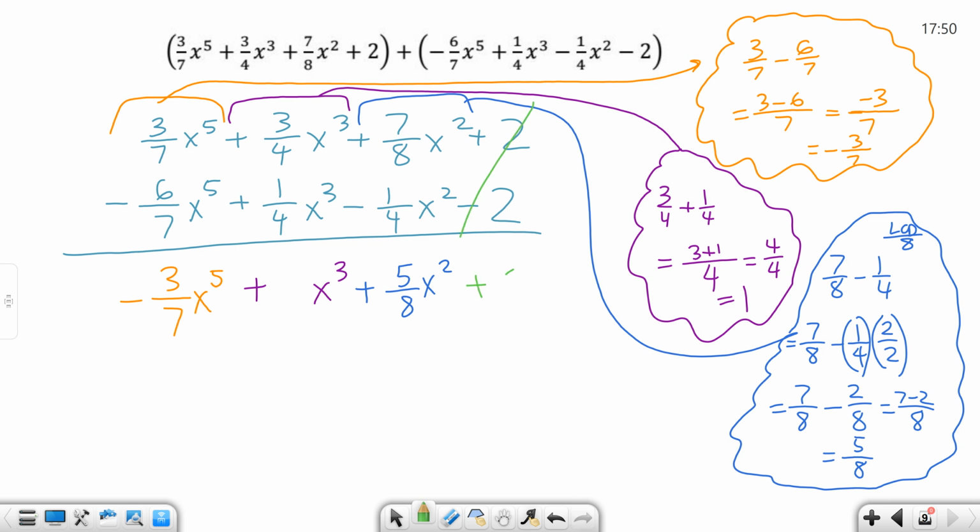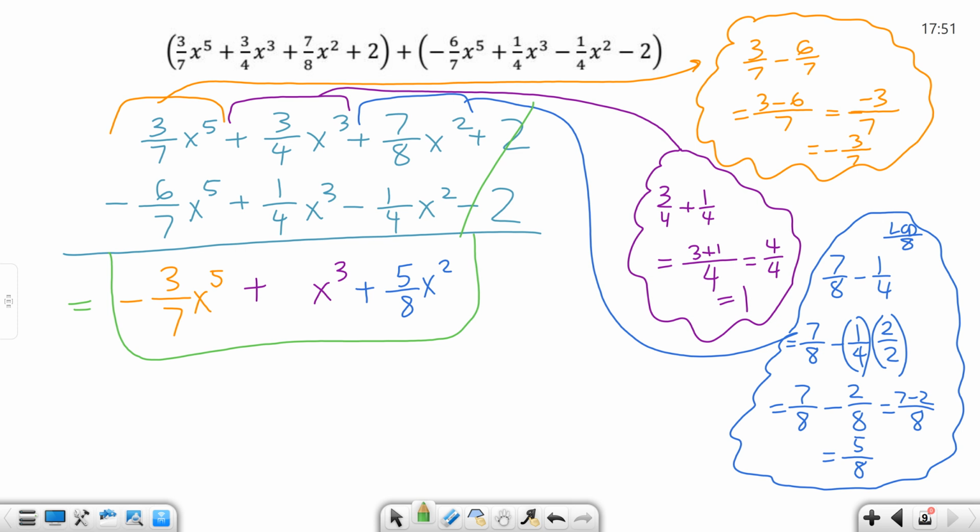That cancels, right? You don't put plus 0. Again, if you don't have it there, it's not there, right? So you don't put plus 0. But that's what it is, right? It's plus 0. We just don't write it. So that canceled. It doesn't have to cancel. It just did here. So that is your final answer right there. All right? Negative 3/7 x to the 5th plus x to the 3rd plus 5/8 x squared.